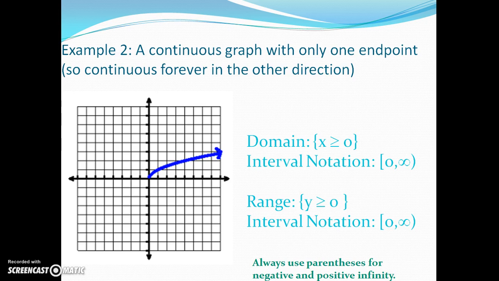So just note, if the arrow were pointing to the left, if it were going from 0 to negative infinity, the domain would be less than or equal to the x value. And then if the arrow were pointing down, the range would be less than or equal to the y value. So just note that.